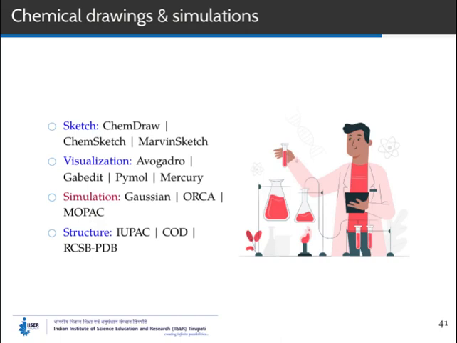For structure-related queries, you can always go to IUPAC, which is well-known, and who provide JCPDF data. Another one, a free repository, is the Crystallography Open Database, which is available for free. Anyone can submit or retrieve data from it free of cost. For protein-related things, you can check the RCSB PDB data bank.